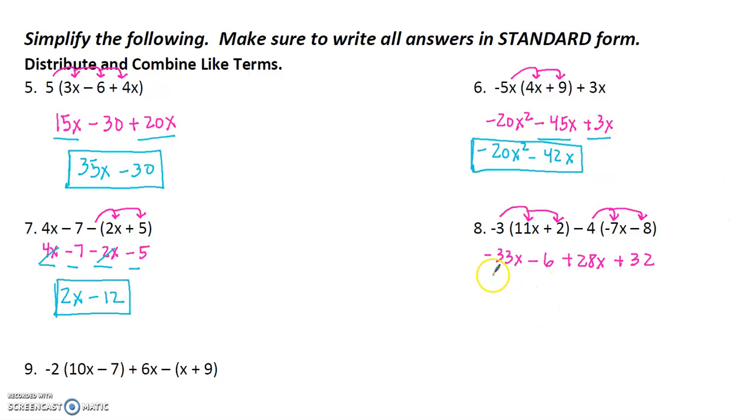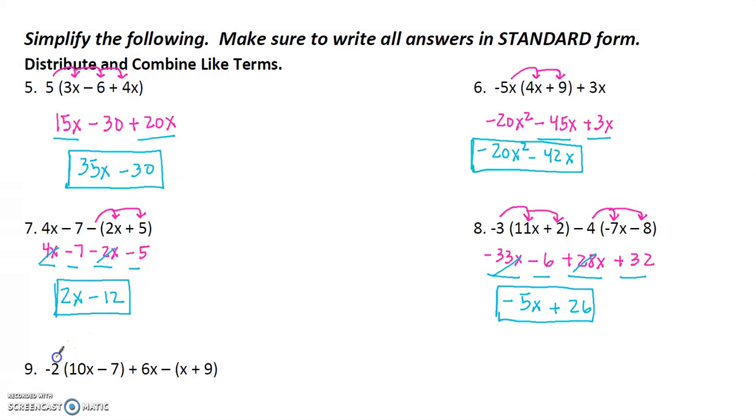Again, let's see what we have that are like terms. I have an x term here and an x term here. So negative 33 plus 28 will end up giving me a negative 5x. And the numbers, I have a negative 6 and a positive 32, which will end up giving me a positive 26. Okay, let's do number 9 while we're right here.